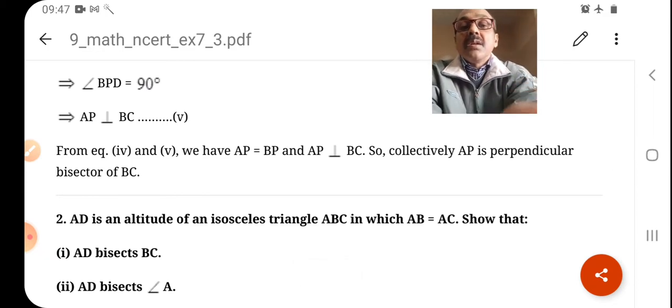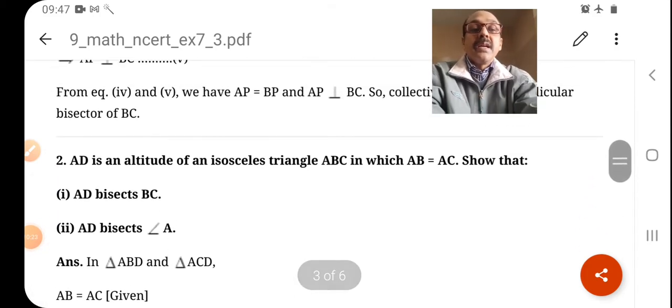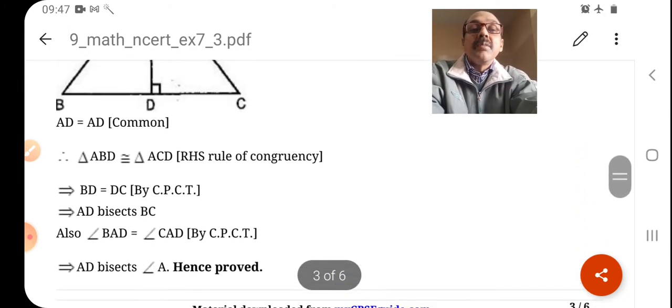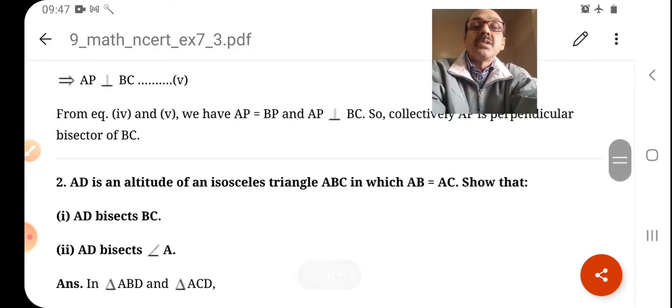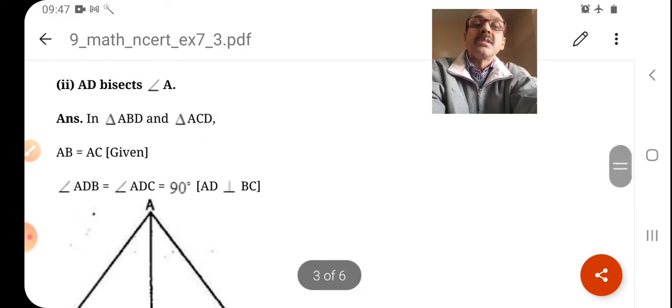Next, question number 2. AD is the altitude of an isosceles triangle ABC in which AB equals AC, so that AD bisects BC. It is given that AB equals AC, and AD is an altitude. We have to show that AD bisects BC, that means BD equals CD.